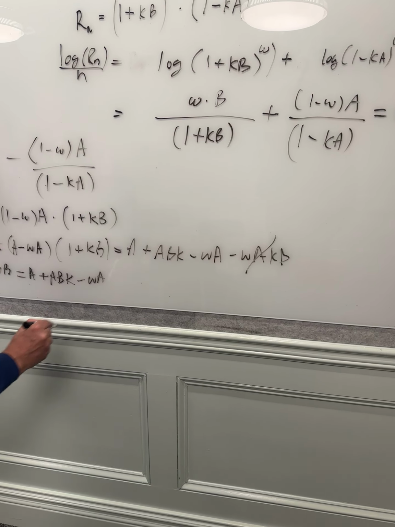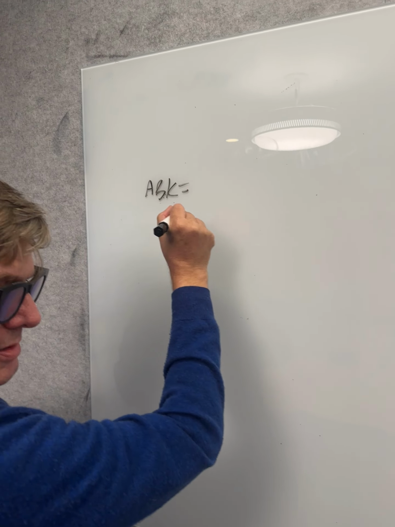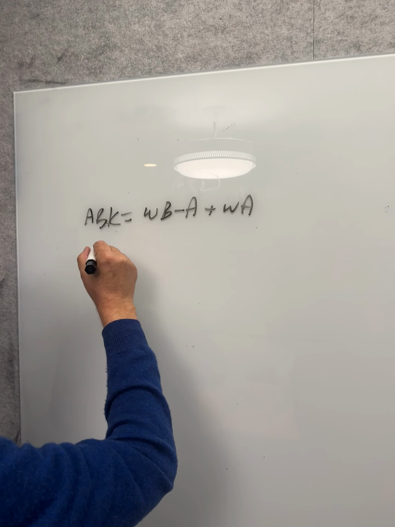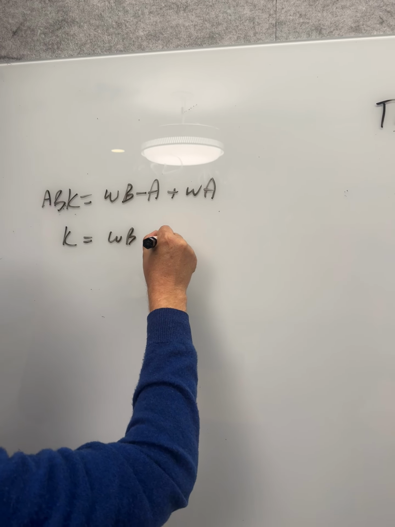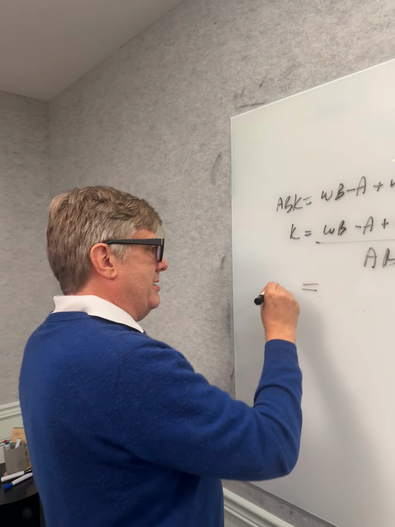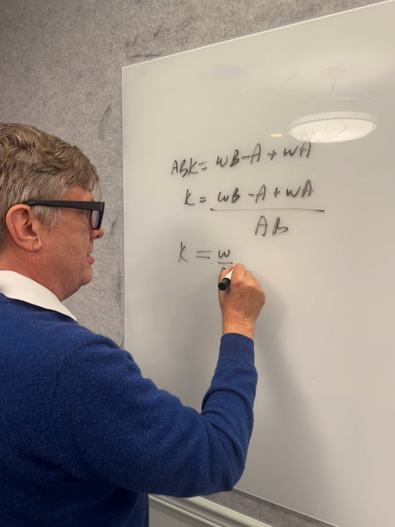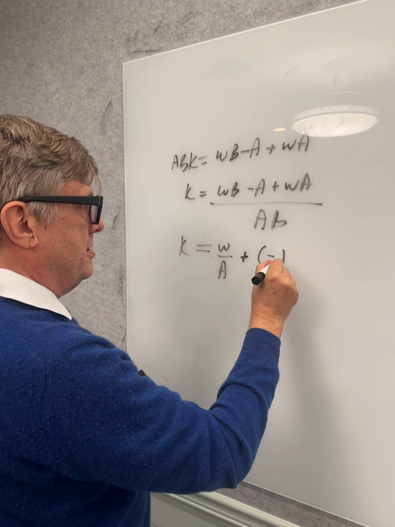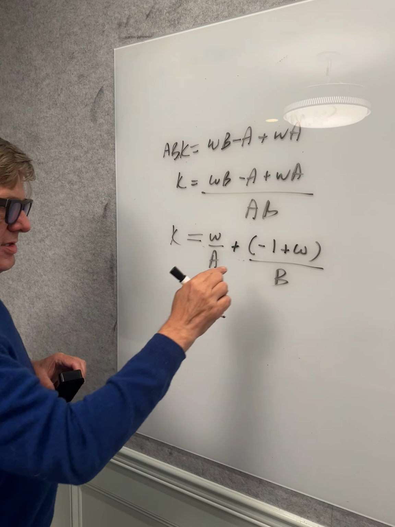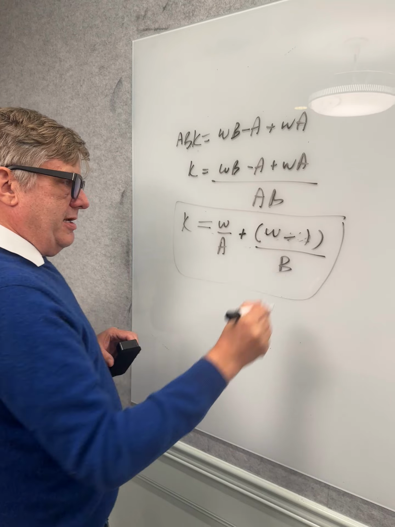Minus wa, right? So now I want to get that k. I'm going to take the k stuff on the side. So abk equals wb minus a plus wa, and that's it, right? And therefore k is equal to wb minus a plus wa over ab, right? Now we get k is equal to w over a, plus, now the a's drop out, minus 1 plus w over b, okay? Or as we usually put it, w minus 1 over b. So I'm going to put the w minus 1 over b. This here is the Kelly criterion, okay?